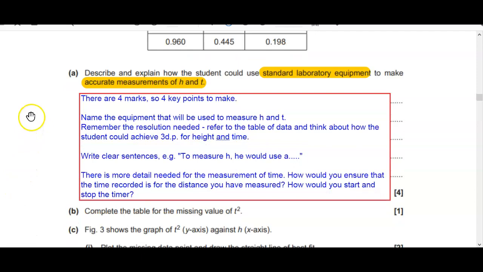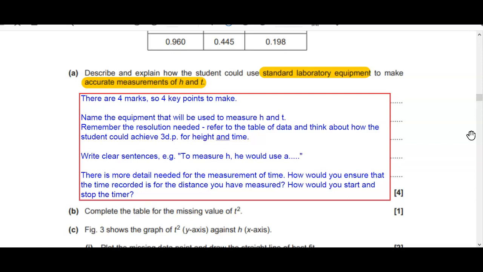The first one is a 4 marker, and most of you should be quite able to get all 4 marks, but they can be easily lost if you're not sure about what the question's really asking. It's asking you to describe, so in other words, use the correct terminology on how you would measure values for h, the height, and t, the time. But you must remember that you've got to use appropriate equipment. So as I said before, 3 decimal places for both height and time. Those 2 statements about what you would use would be worth 2 of the 4 marks.